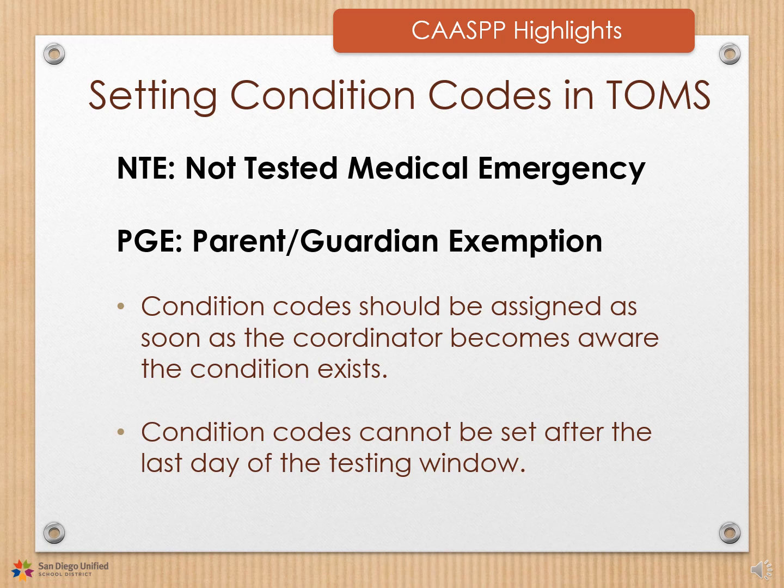Once you receive a parent exemption form, there are only two condition codes test site coordinators may set in TOMS: NET, not tested medical emergency, and PGE, parent guardian exemption. These condition codes should be assigned as soon as the coordinator becomes aware of the condition. Setting condition codes prior to the start of the testing window will ensure that a student is not inadvertently tested.